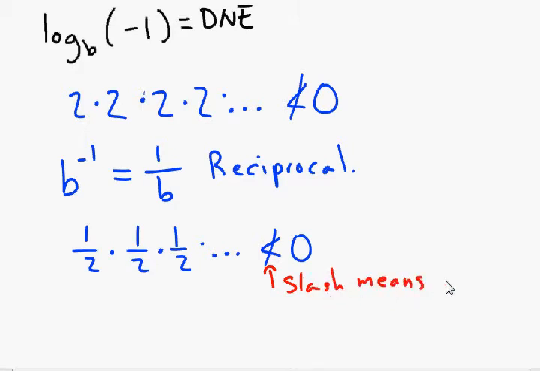And this slash means not. It's a negation. It means it's not happening. Why? Because this guy is positive. And a whole bunch of positive numbers multiplied together are not going to give you a negative number.